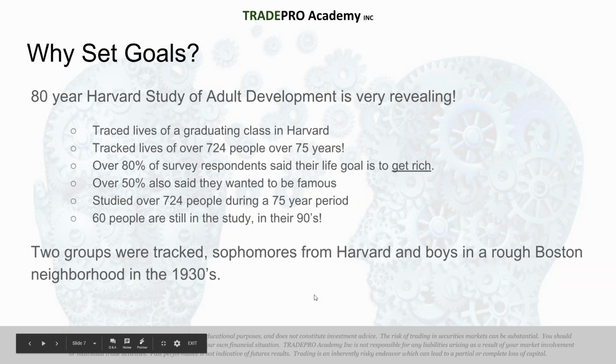All right. The groups that were tracked were sophomores from Harvard and boys in a rough Boston neighborhood in the 1930s. Here's the thing. Unfortunately, this is predominantly males. When it started, it was all males. Now it's expanded to have females. It's still unbalanced towards a male sentiment.